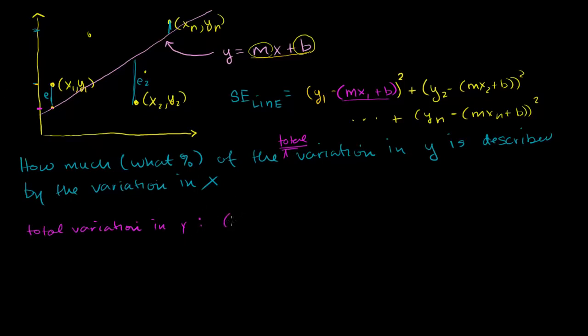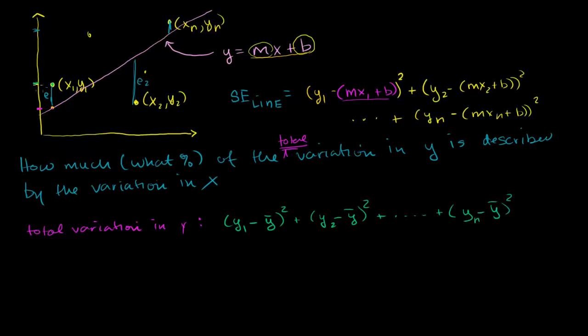So you get y1. Let me do this in another color. You get y1 minus the mean of all the y's, squared, plus y2 minus the mean of all of the y's, squared, plus, and you just keep going all the way to the nth y value, yn minus the mean of all of the y's, squared. This gives you the total variation in y.